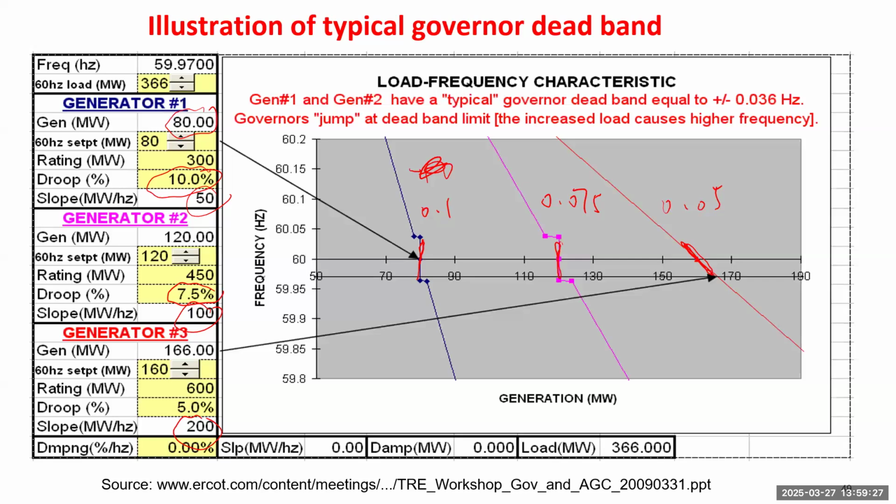The generation setting point for the first unit is 80, second unit is 120, and third unit is 166. And the total load right now is 366. And the frequency is not 60 hertz because there's some dead band. So you can imagine if the load is changed a little bit, the first and second unit will not respond to that load change, and the third unit will respond. In order to bring the frequency back to 60 hertz, there's another step where you need to redispatch generation to mitigate that load change.